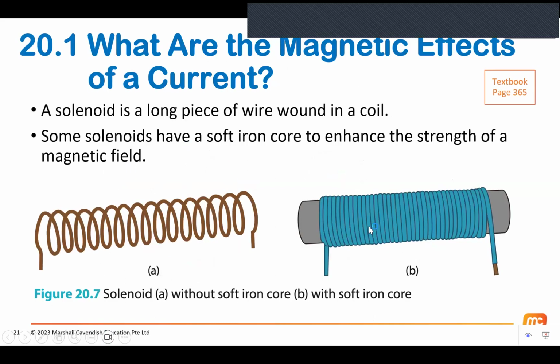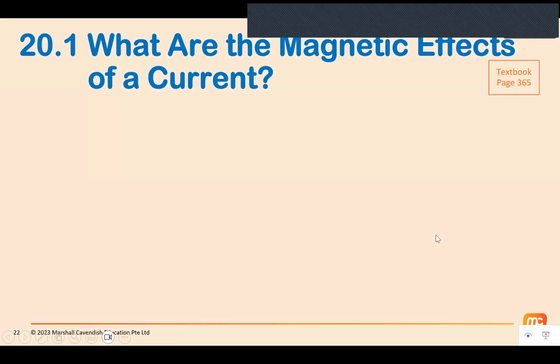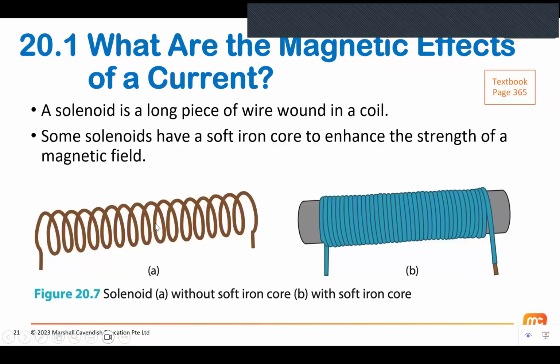Okay, so the next thing, other than straight wires, as long as current flows in any type of wire, there will be a magnetic field around it. So now we are moving into solenoids. A solenoid is just a long piece of wire coiled around, in a coil. Over here, you can see that this is an empty solenoid, while this is a solenoid wrapped around a soft iron core. Just take note that with or without the iron core, there will always be a magnetic field. As long as there is current flowing through it, there will be a magnetic field around it.